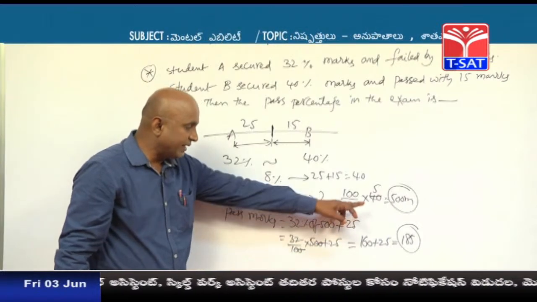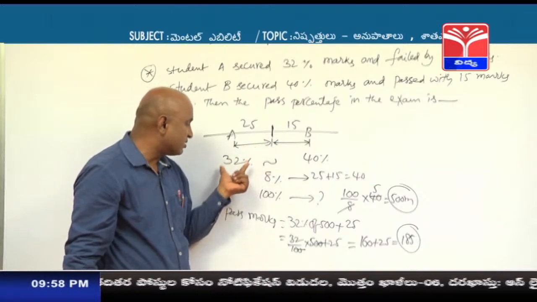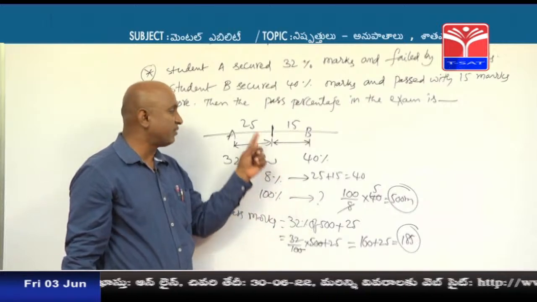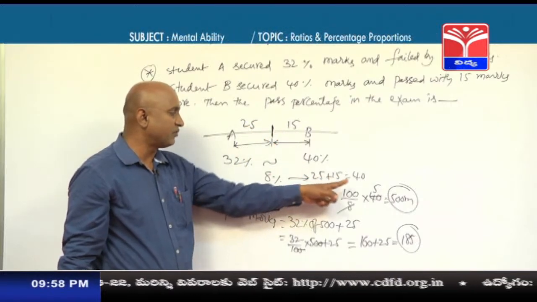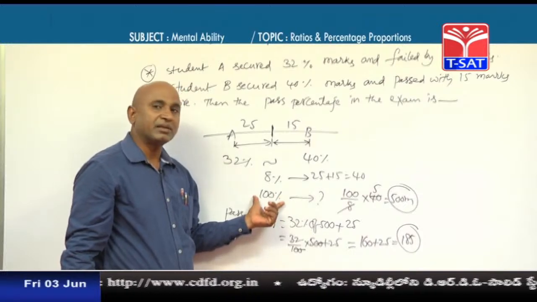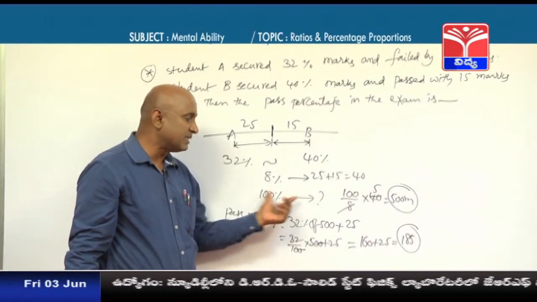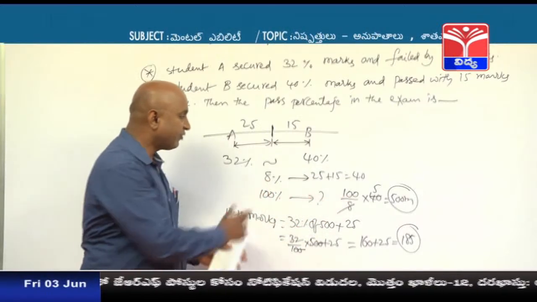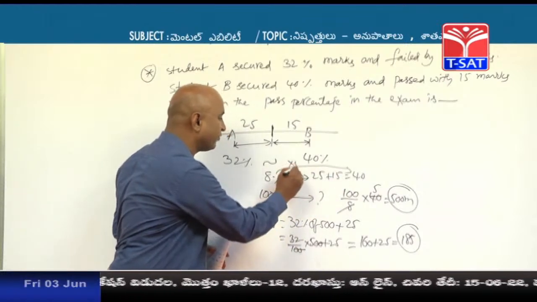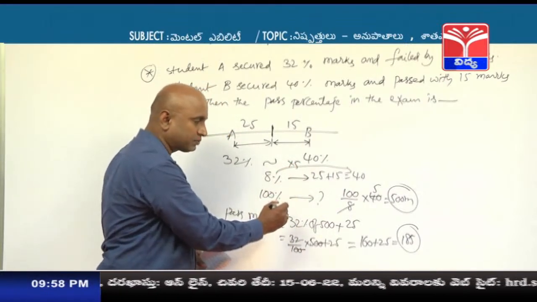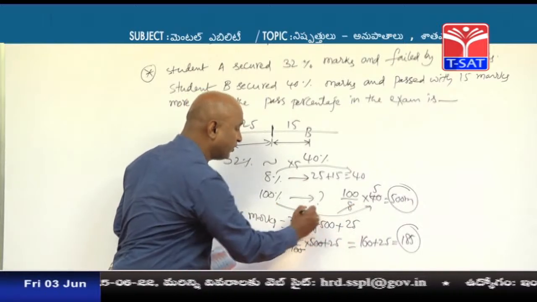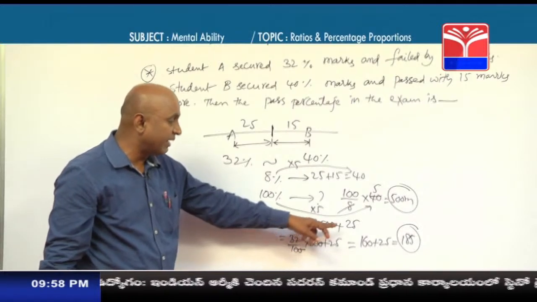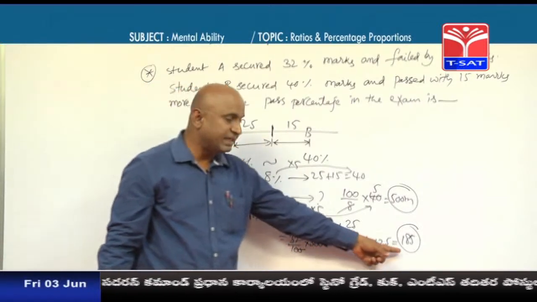This 500 is how we find it. The difference between these two values, 32% and 40%, is equal to 8%. If 8% is equal to the sum of 25 and 15, that is equal to 40, then the exam will be conducted for 100%. Then 100% is how much? If 8% is 40, then 100% is equal to: 8 5s are 40. 8 into 5 is equal to 40. Similarly, 100 into 5 is also 500. So pass marks is equal to 32% of 500 plus 25, that is 185.